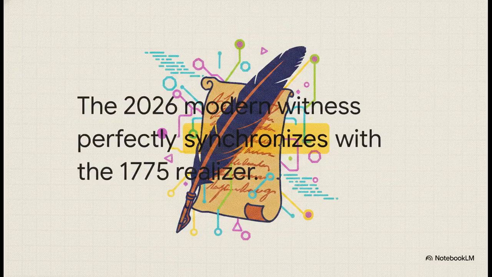So this all builds to a pretty incredible convergence. The highly complex technological mechanism we've just been talking about, the millions of tokens, that whole AI lineage, the agentic typewriter, it completely merges with the visceral, historical reality of the Revere exhibit. The 2026 modern witness in the trench coat has perfectly synchronized his digital execution with the exact words and intent of the 1775 realizer. The protocol remains totally intact.